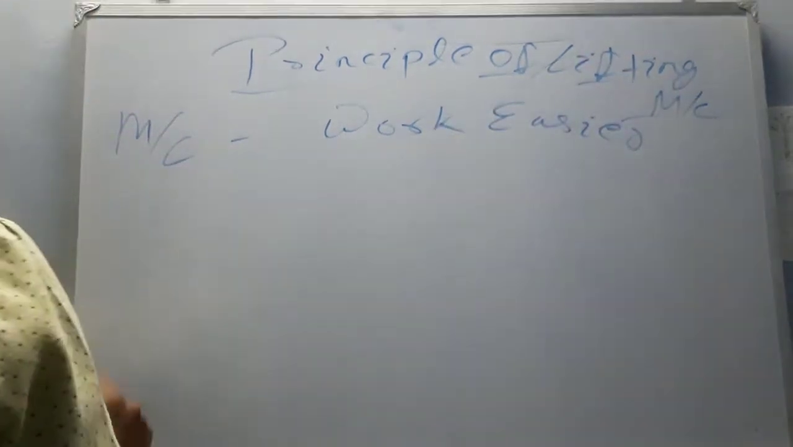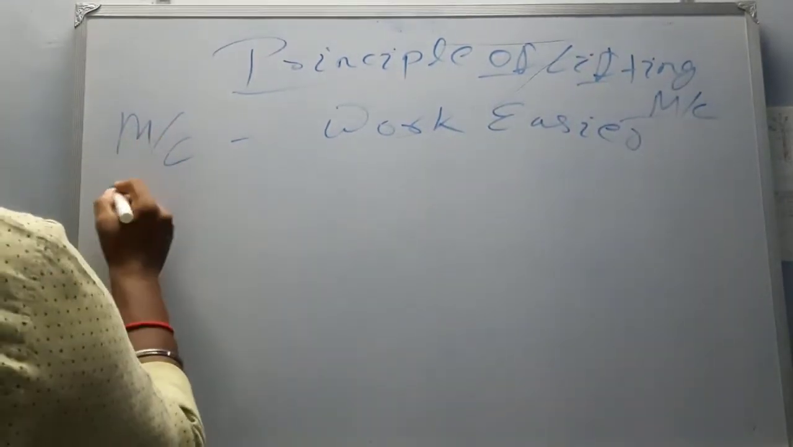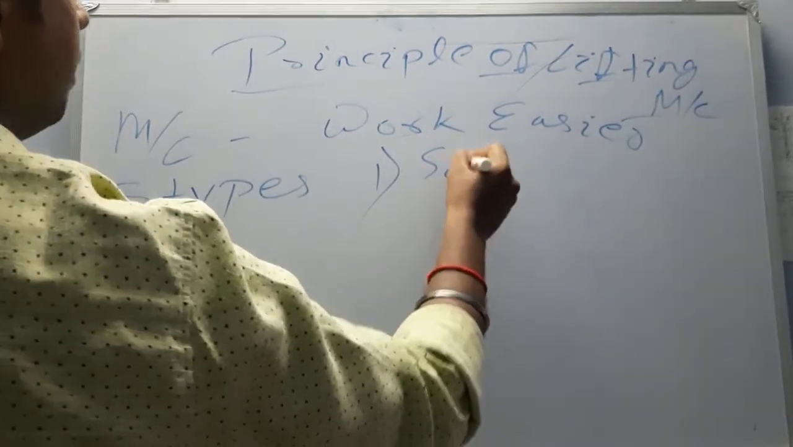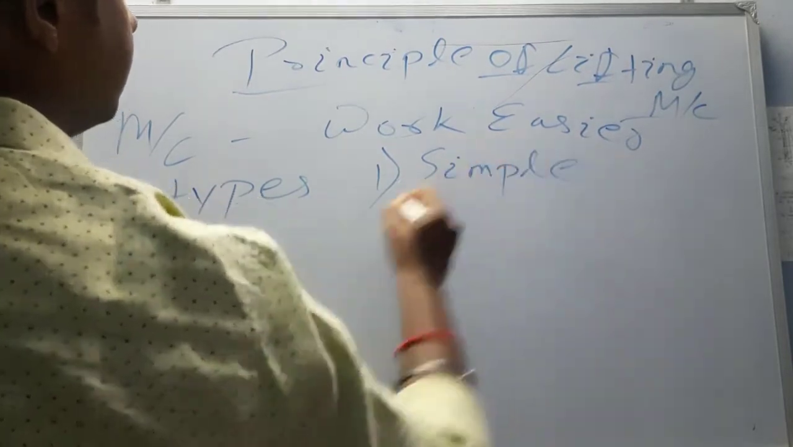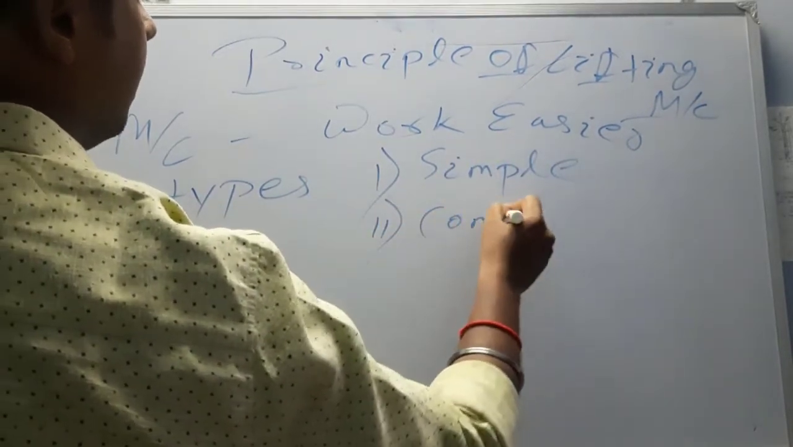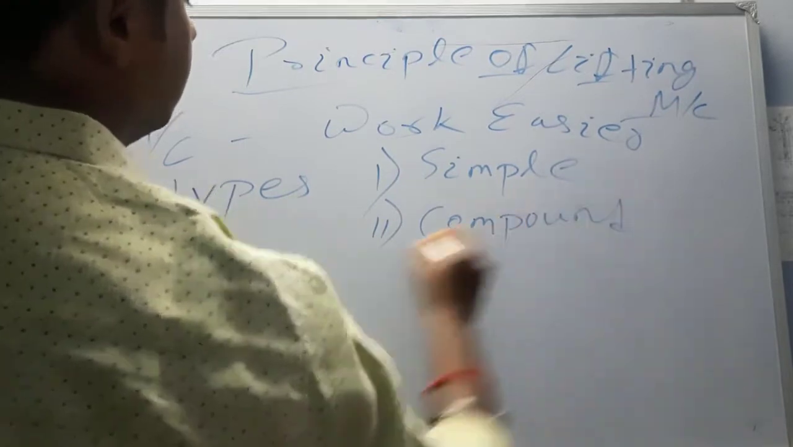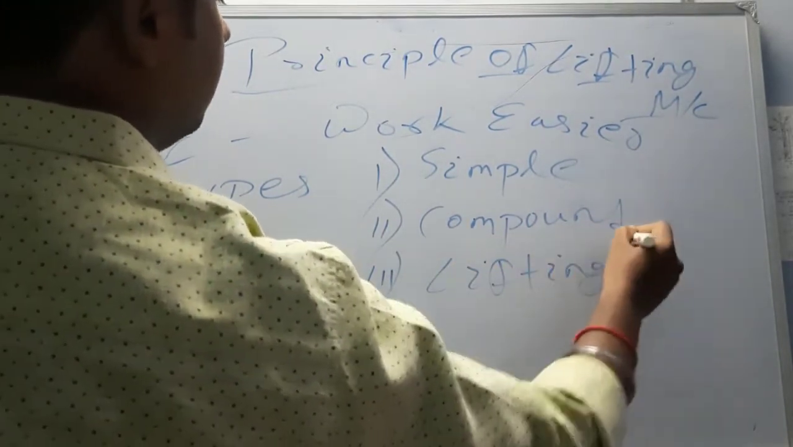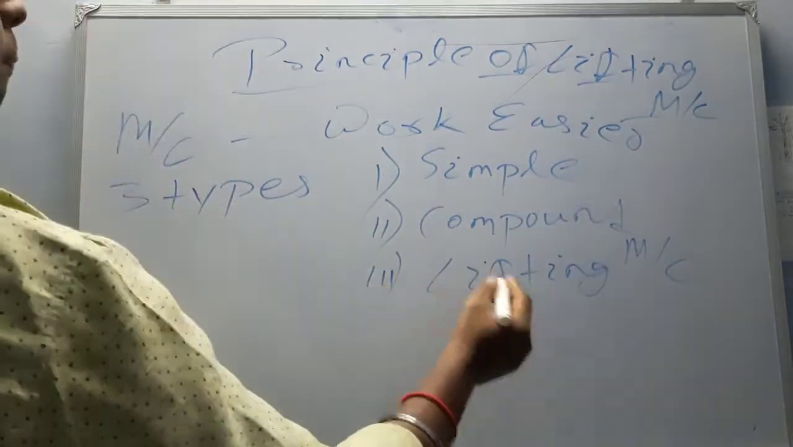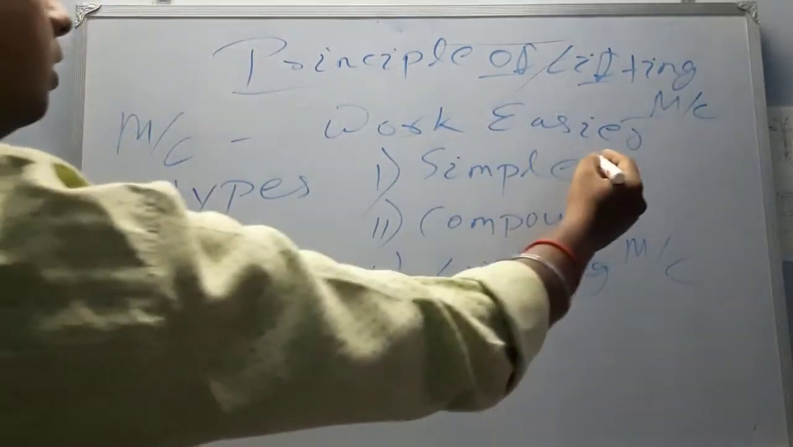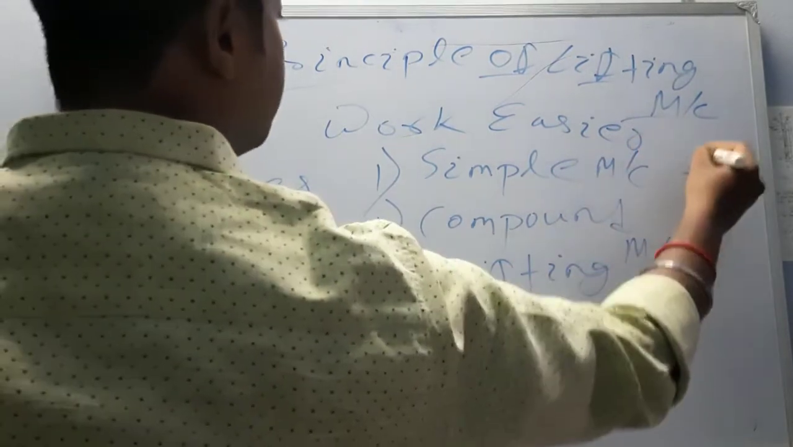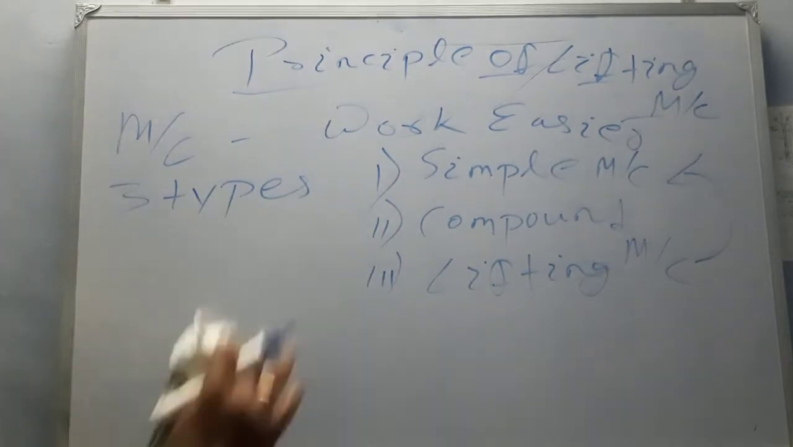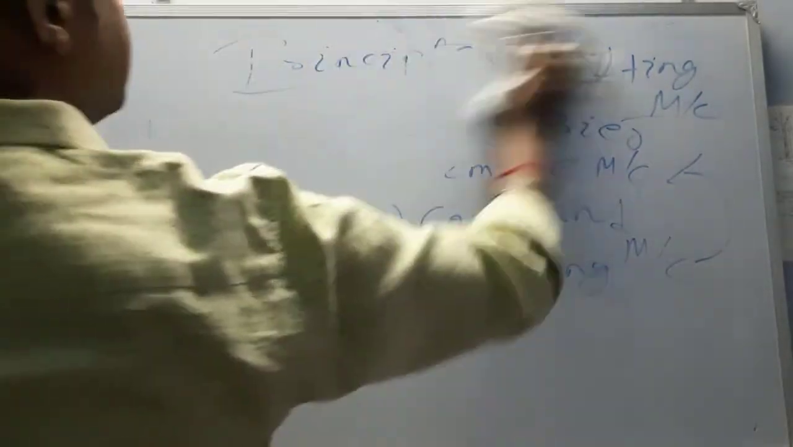In this chapter, machine is divided into three types. First one, simple machine. Second one, compound machine. And third one, lifting machine. Lifting machine is a part of simple machine. So first we will see what is simple machine.